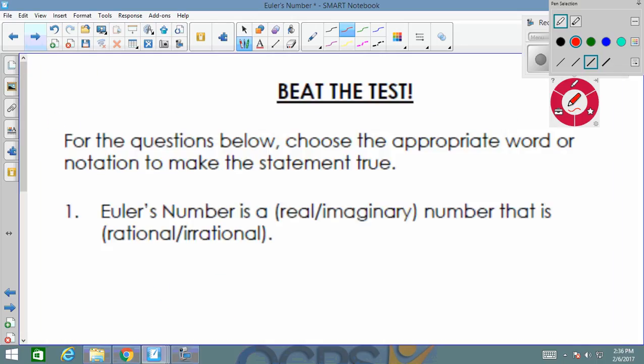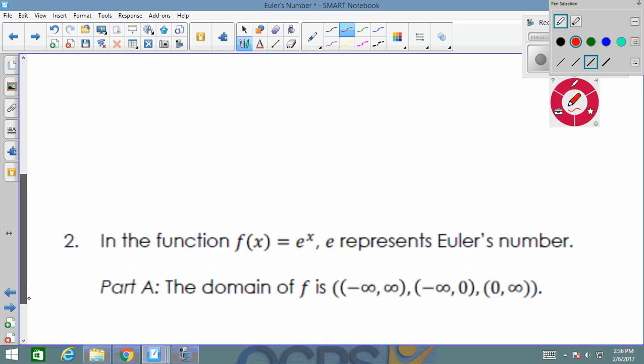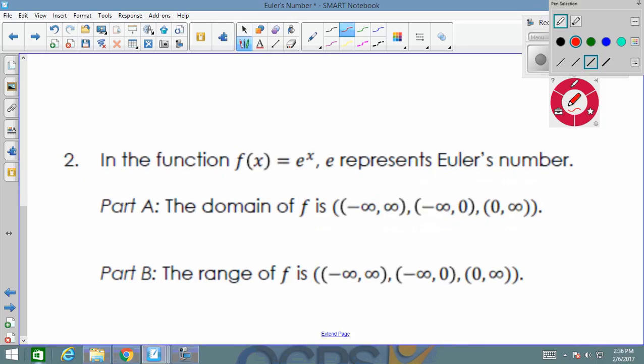Okay? Euler's number is a real number, and it's irrational. It's always a real number that's irrational. The domain for Euler's number is always from negative infinity to infinity. It goes on and on in both directions along the x. The range is when it's bigger than 0, 0 to infinity.